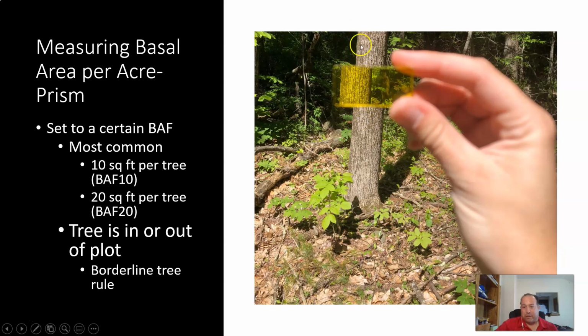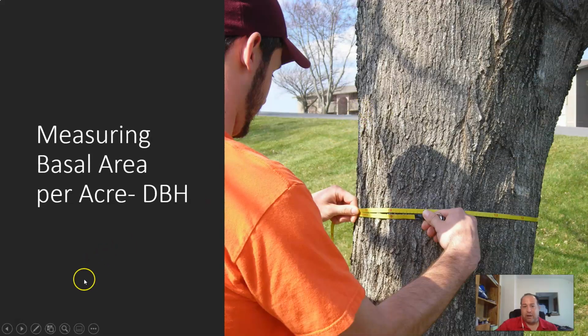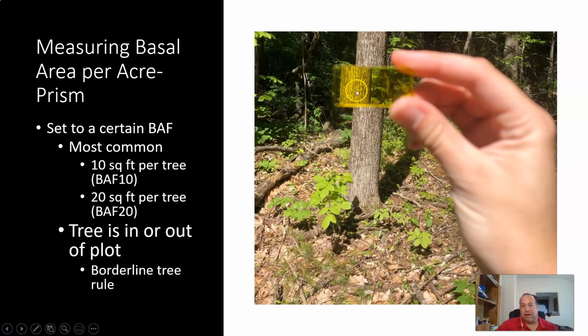But if it overlaps the tree the way this one does, because you can see through the prism here that it, oops, sorry about that, that it overlaps the tree, then that would be in, and that's a tree that would be counted. I would do this for every tree that I think would be in my plot, and then I would simply say if this is a 10 factor prism, that means 10 square feet, and there were 6 trees, I have 60 square feet of basal area in this one plot, and then I would do that for multiple plots.